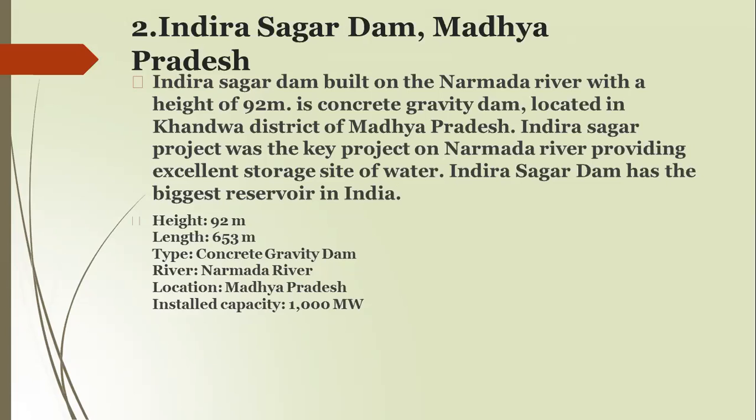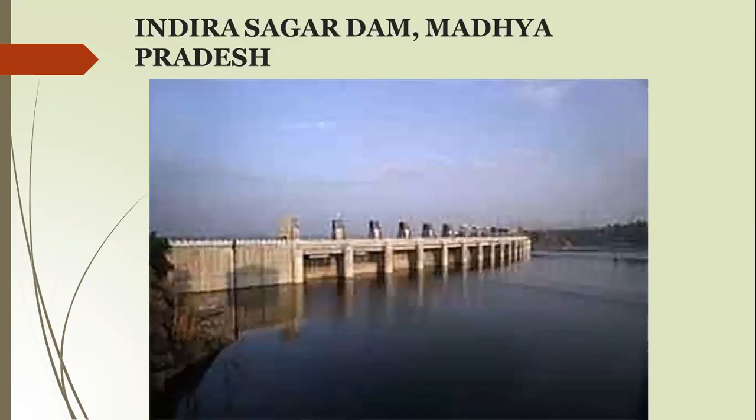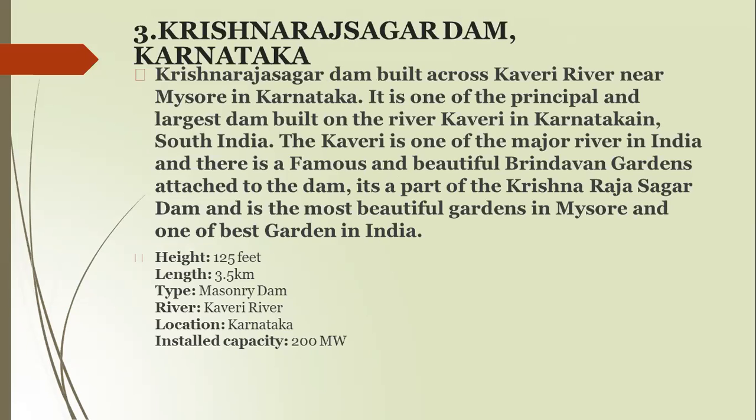So dams also have the hydropower project. So many of the dams in India have this type of hydropower plants installed along with this dam wall. So it is having a capacity of 1000 megawatt. Okay, so it is one of the major dams from Madhya Pradesh.